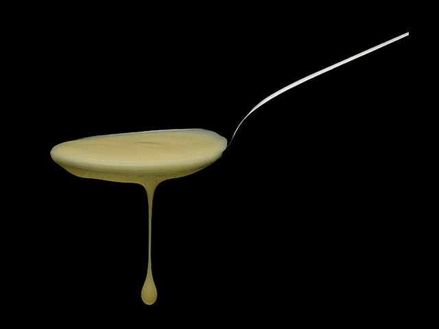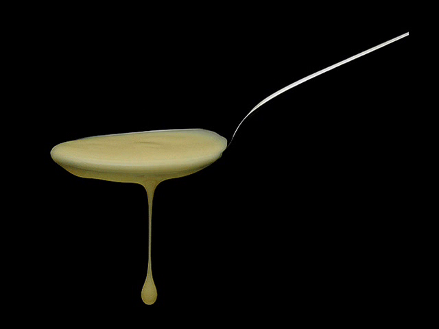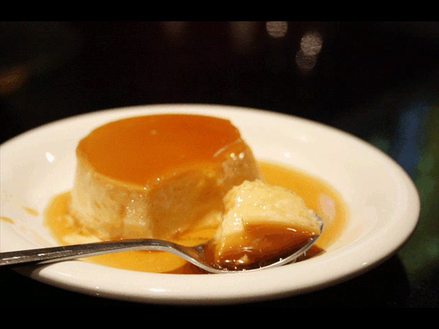Classic egg custard consists of eggs, milk and cream, sugar and flavouring. The mixture is usually thickened or gelled through the heating of egg proteins. This process is called coagulation. Examples of egg custards include creme caramels, creme brulees and creme anglaise.